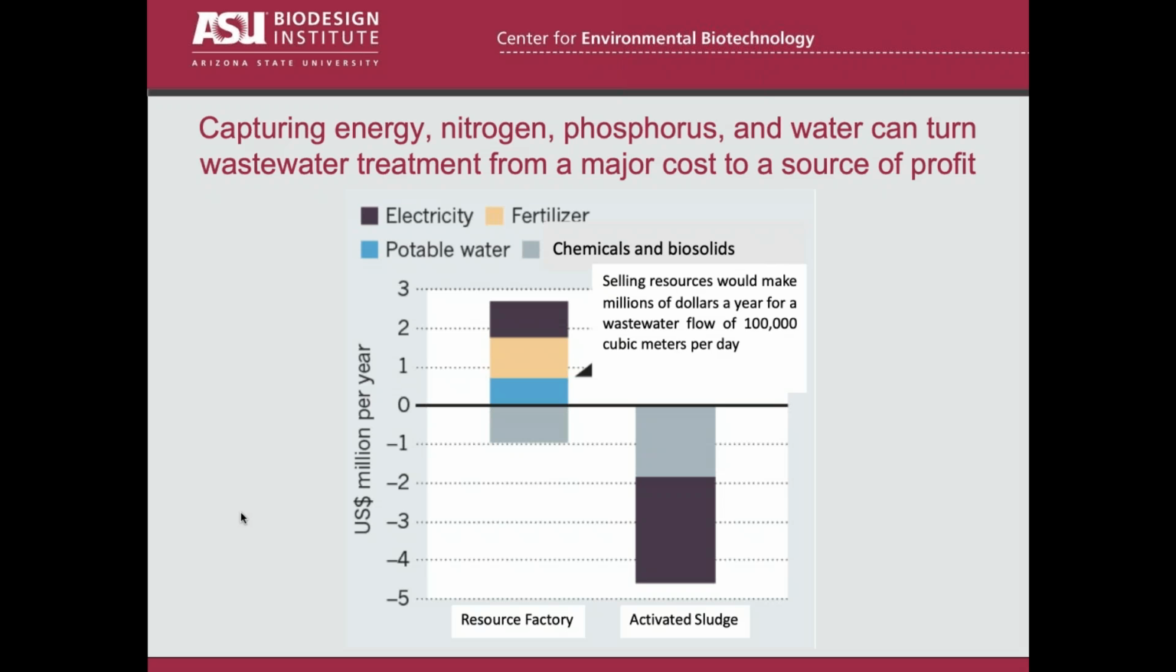If you go then to the resource factory, as I showed you, you then really tremendously minimize all the costs, and you end up with a net positive energy output. Plus, if you can do it, you can capture the fertilizer and potable water value as well. And so you end up with a net positive. So we can turn wastewater treatment from a big cost center into a profit center for, let's say, the municipality. The situation is a lot better if you were to go to some high strength waste like some of the ones that Mike told us about.